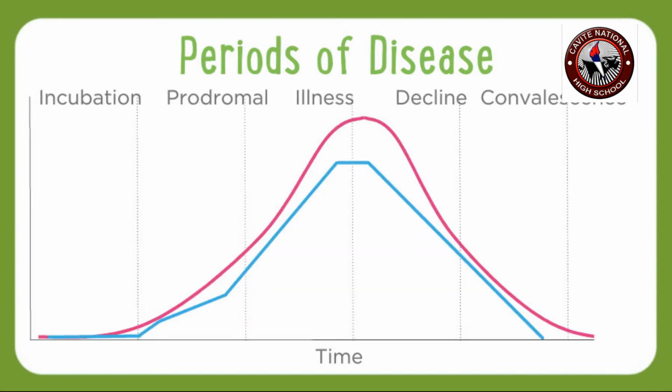The red line on this graph represents the number of pathogens in the body. The blue line represents the severity of signs and symptoms of a disease. As you can see, both increase over time from incubation to the illness stage and begin to decrease in the decline stage. As the number of pathogens inside the body increase, the red line, so does the severity of signs and symptoms of a disease, the blue line.